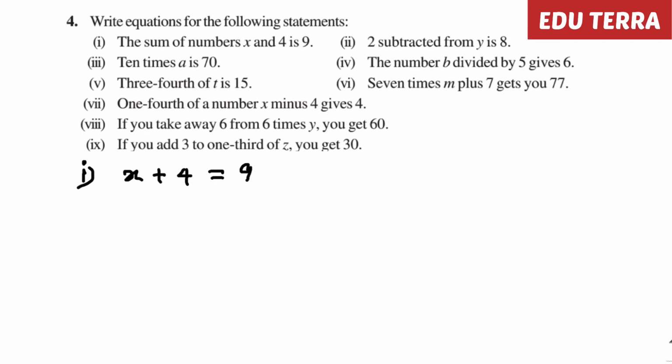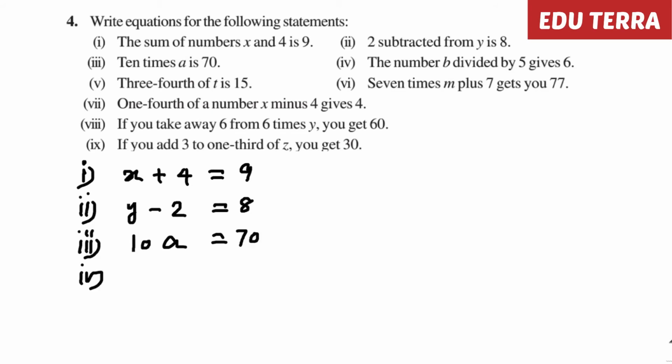It is the answer. 2 subtracted from y. It is very important to understand: from y means first you write y, then subtract 2, is 8. 10 times a. Times means 10 multiplied by a is 70. The number b divided by 5. See, b divided by 5 gives 6, means equal to 6.